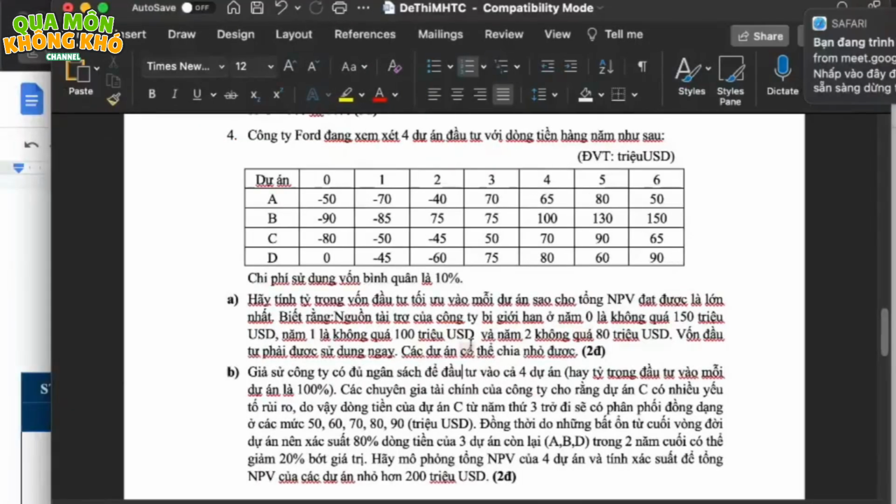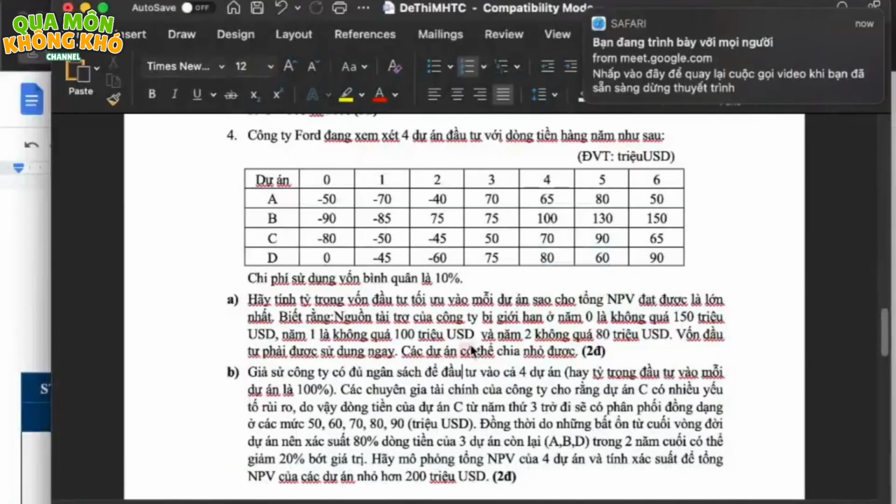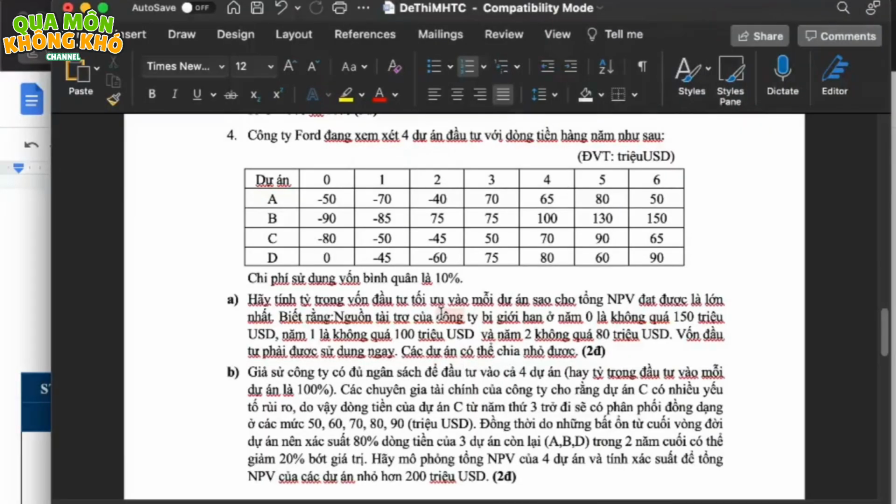Okay, group 4, can you solve my practice? Are you ready to present your solution? Group 4. Please wait for a minute. Okay.